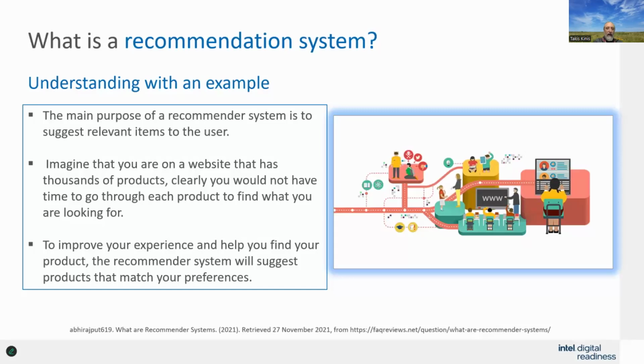All right. The point of it is to suggest relevant items. And it says, imagine you're on a website that has thousands of products. Clearly, you don't have time to go through each product to find what you're looking for. To improve the experience and help you find your product, the recommender system will suggest products that match your preferences. So like if I'm always shopping for guitar parts on Amazon, it's going to show me a lot of guitar parts, right?